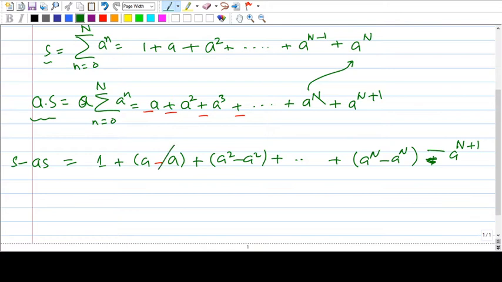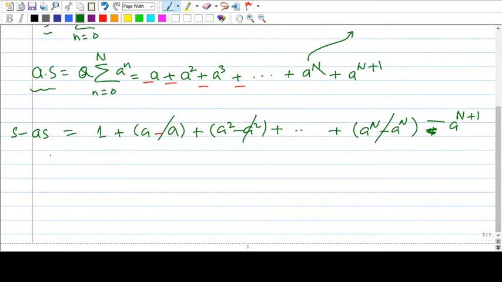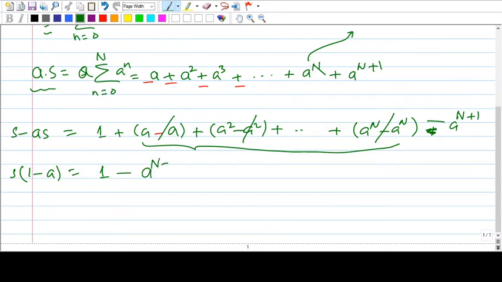Now you can see these terms get cancelled, and what we are left with is, if I take S common from here, then this becomes 1 minus alpha, that is equal to 1. This whole expression shall get cancelled, and all we are left with is minus alpha power n plus 1, right?